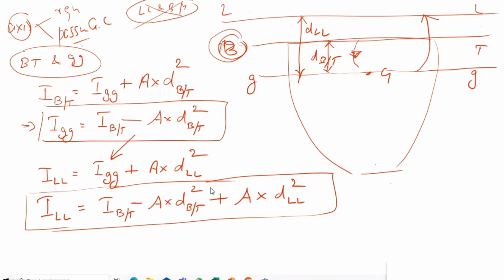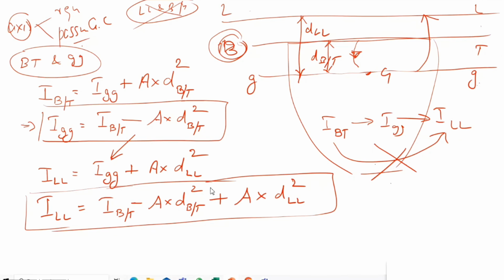So to go to ILL, you'll have to first come to GG and then go to LL. You cannot directly go from IBT. You will come to IGG, and from IGG, you will go to ILL. This direct connection through the theorem of parallel axis is not applicable because neither of the two axes, BT and LL, passes through the geometric center. Understood? It will always go via GG.